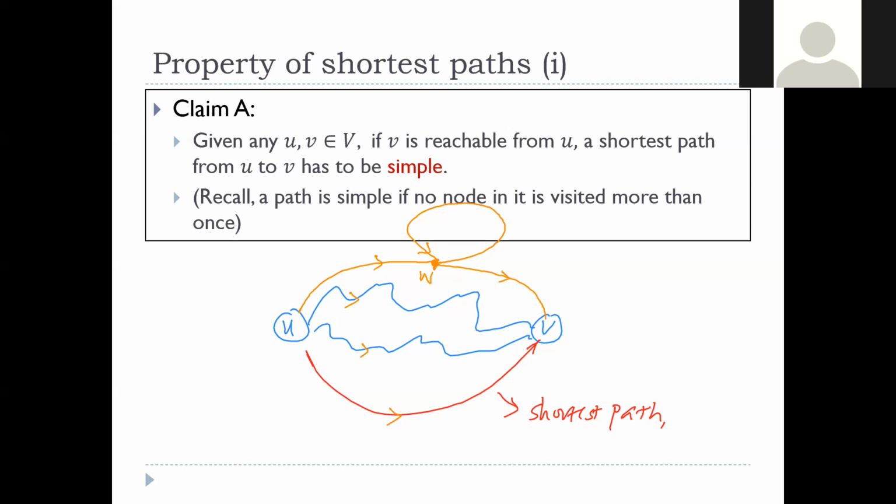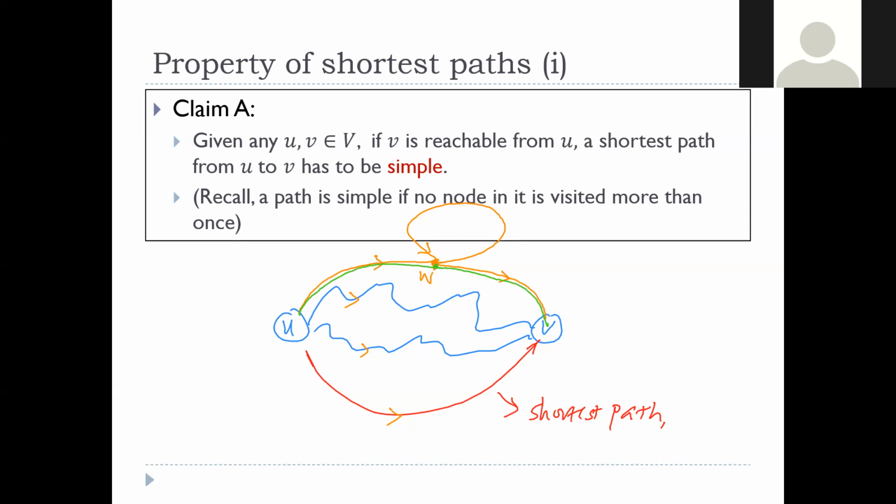If this is the shortest path, then I could have gone from U to W, and then directly from W to V. I didn't have to make that little loop, that detour you made. And my green path will still connect me from U to V, and it's shorter because I cut off your loop, okay? Which means that if you give me a non-simple path, I can always shorten it, okay? I can always shorten it by removing all these extra loops.